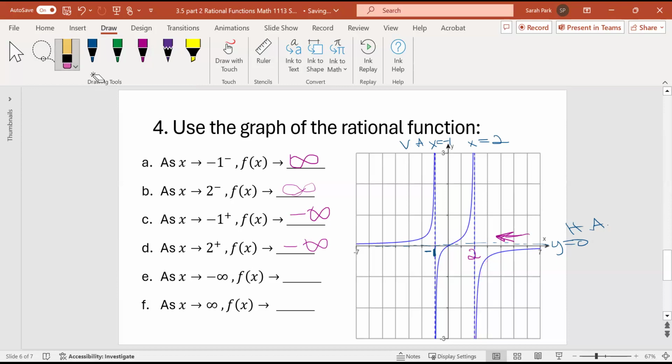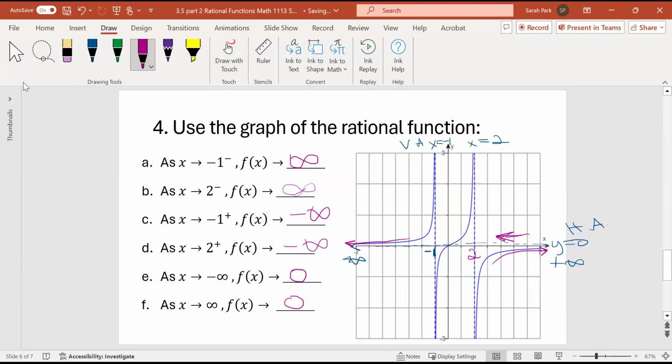Okay, what happens as x approaches negative infinity? Remember, negative infinity is on this side, and positive infinity is on the right-hand side. So as x approaches negative infinity, you can see the y value is approaching 0, because that's the horizontal asymptote. As x approaches positive infinity, going towards the right, the f of x value is approaching 0.